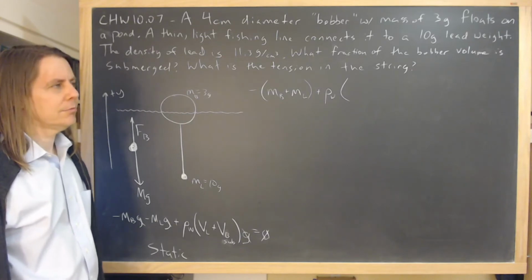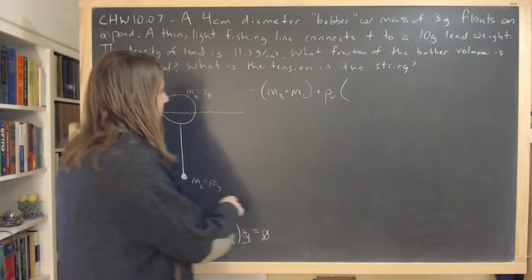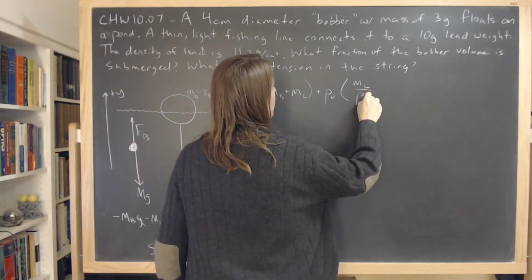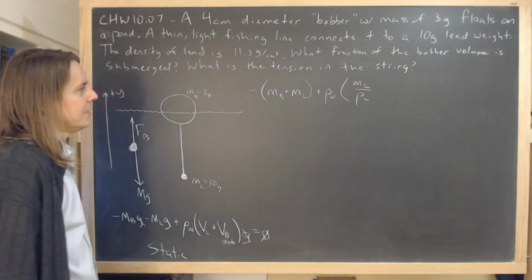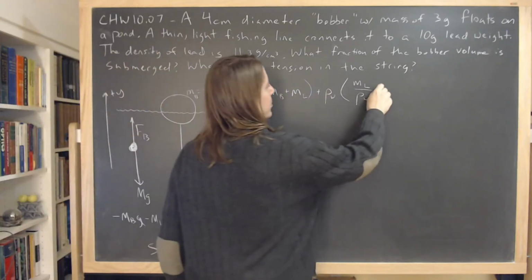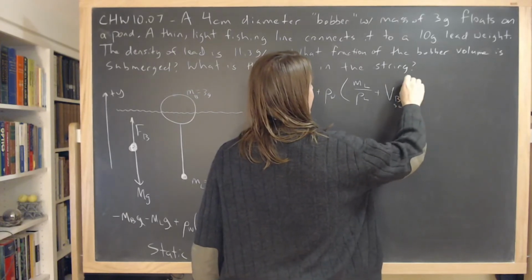Yes, that is correct. The mass over the density is the volume. So we would say m_L over rho_L. And now the volume of the bobber submerged, we're just going to leave that as a variable because we don't know. We're not putting the volume of the bobber there, remember.